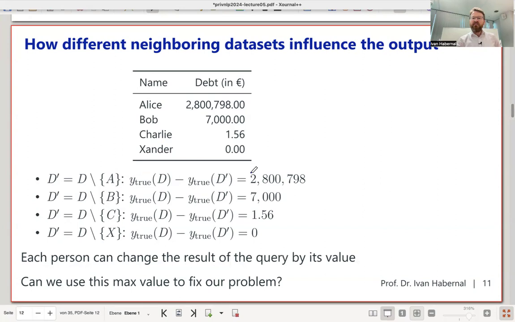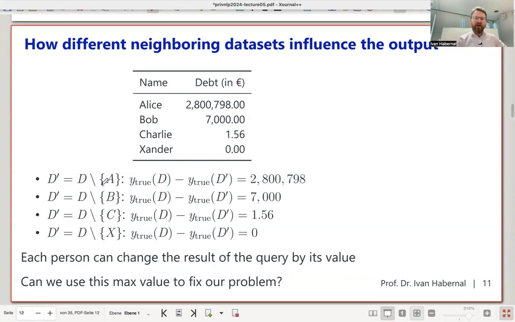So the maximum difference here would be just the maximum value in the database, right? Because if I remove one person, I'm just getting the maximum value removed. So each person can change the result of the query by its value. Okay, so this is not surprising, but if we see it like that, it kind of reveals the underlying mechanism.